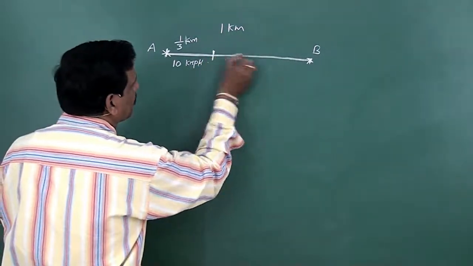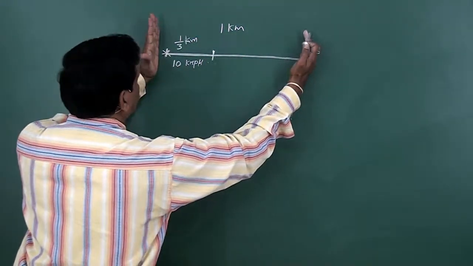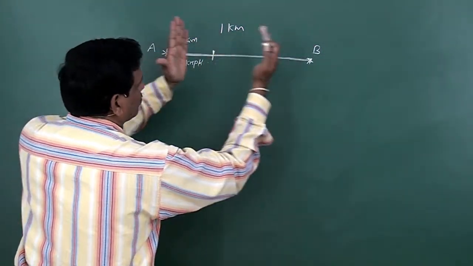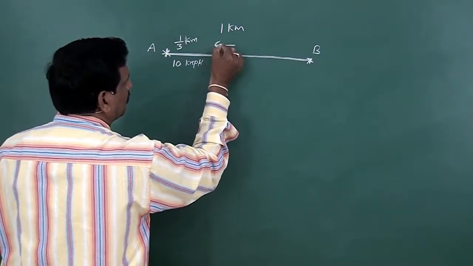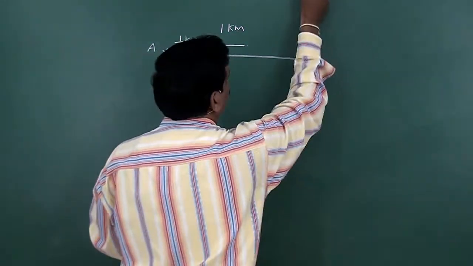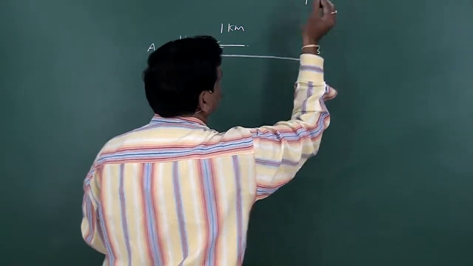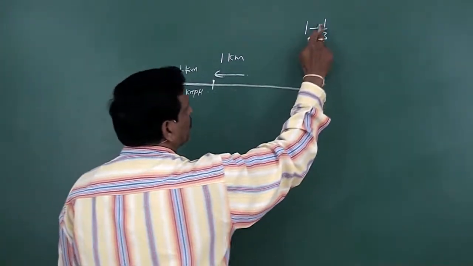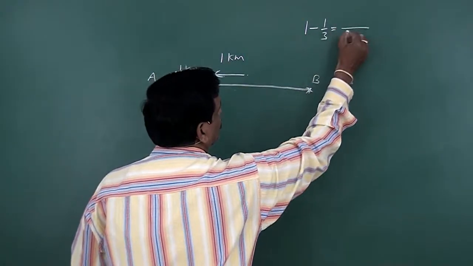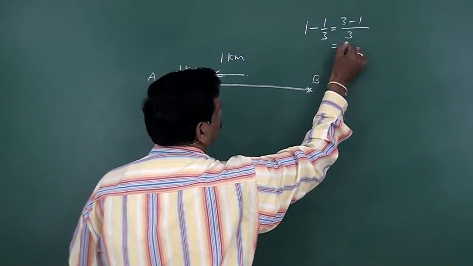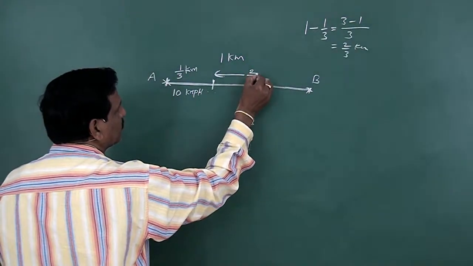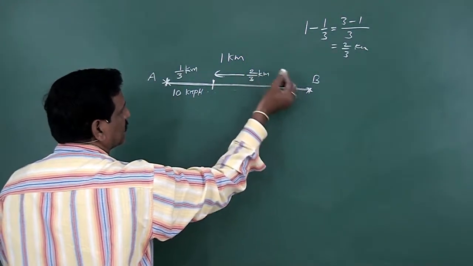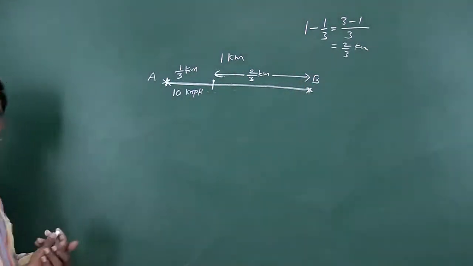Then what is the remaining distance? This is 1 kilometer, and this is 1/3 kilometer. Then it becomes 1 minus 1/3. 1 minus 1/3 means 3 minus 1, that is 2/3. So this distance is 2/3 kilometer.